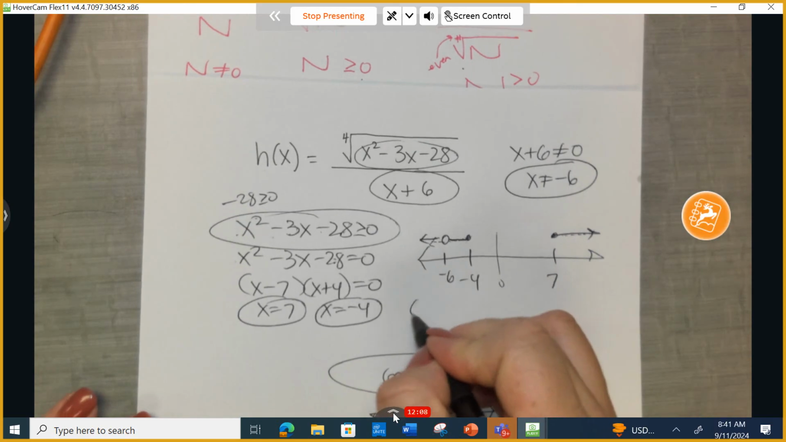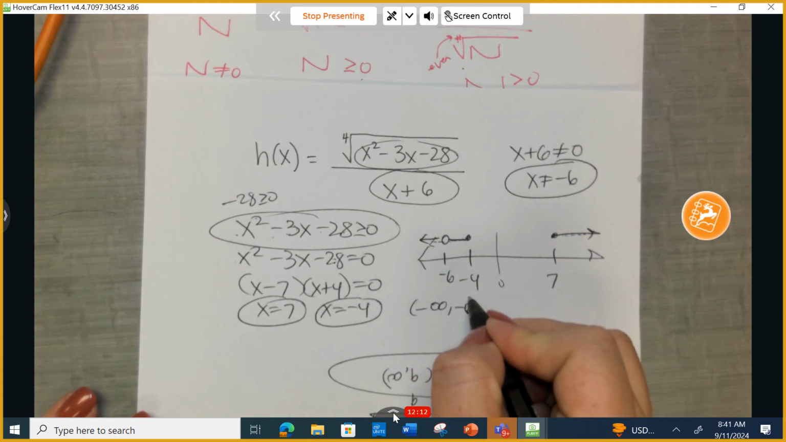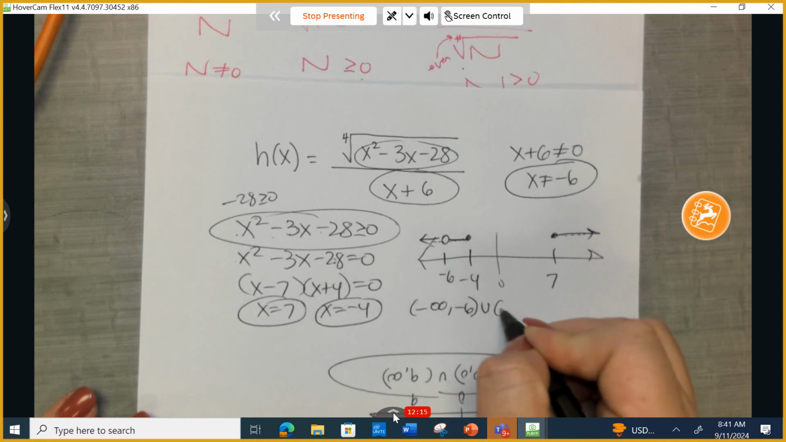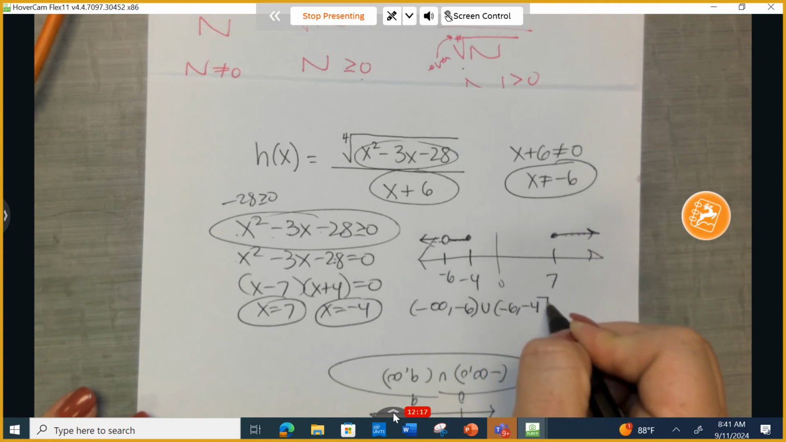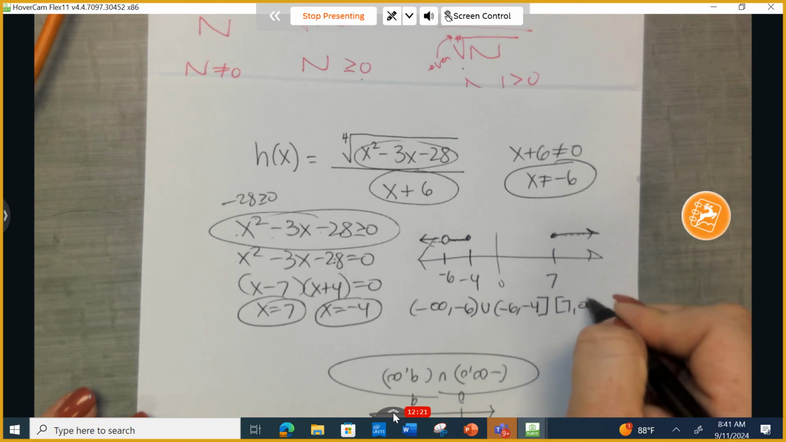How do I actually identify this in interval notation? It comes from the far left all the way up to negative 6. We do not include negative 6. Then it goes from negative 6 to negative 4. We include negative 4. Then it starts back up at 7. We include it all the way to the right.